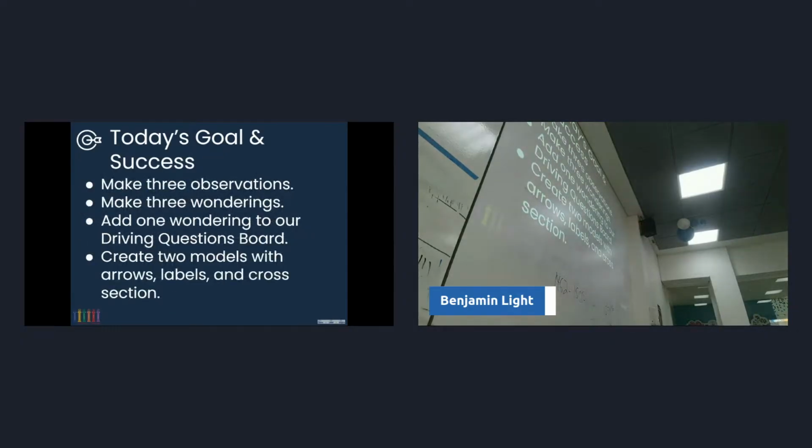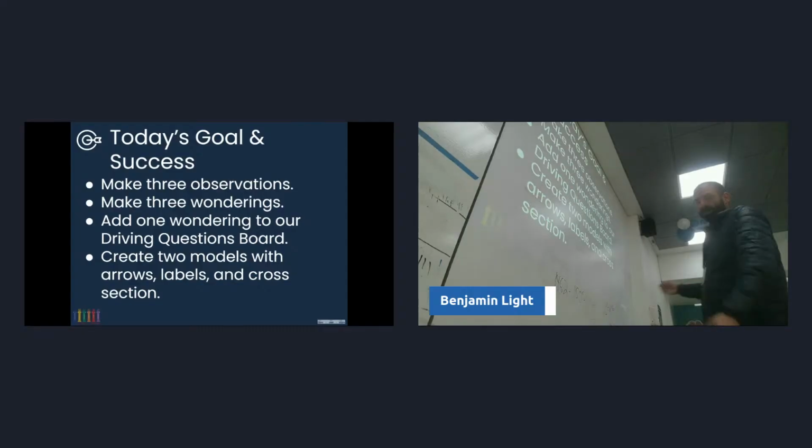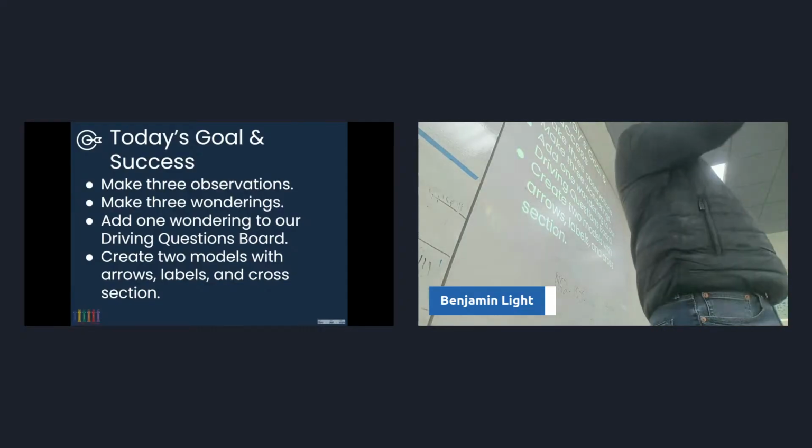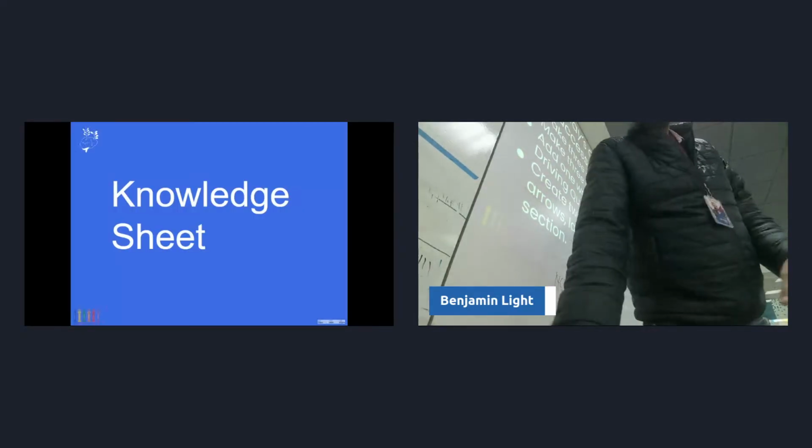And success is this: actually doing the work. So when I look at notebooks or when I'm walking around and looking at what you're doing, it's a success. If you don't do this, then you're not successful. It doesn't count. It's an incomplete. It's 2 academic responsibility strikes. It lowers your academic responsibility grade. Doing the work and doing your job, that's your job.